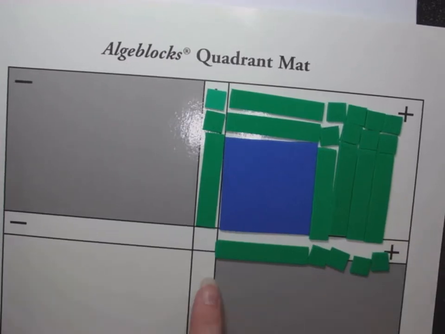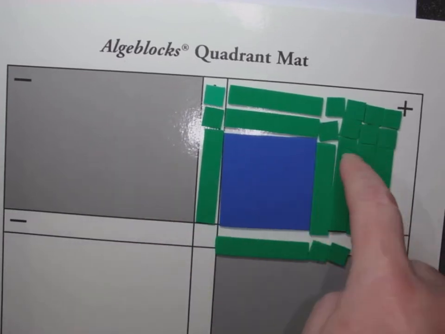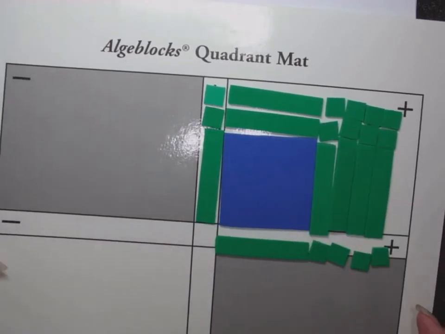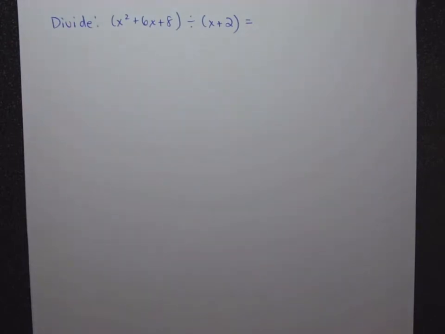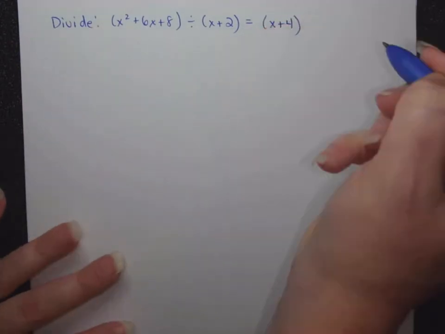Okay, so the answer is what you get in this track. We already knew what was in this track. We already knew what was up here. We were trying to figure out what was here. Okay, so the answer for that one was just x plus 4. And you can pause the video if you think I went too fast through that.